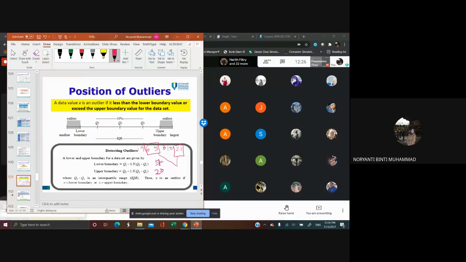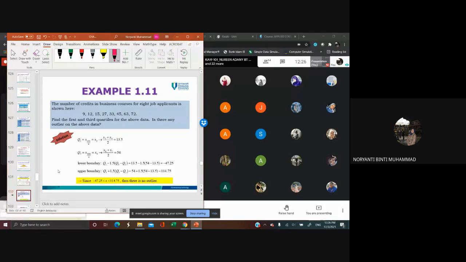Okay, so important, you must know how to know if it's an outlier or not. If there are no outliers, then you can say there are no outliers. All right, so this is the example.